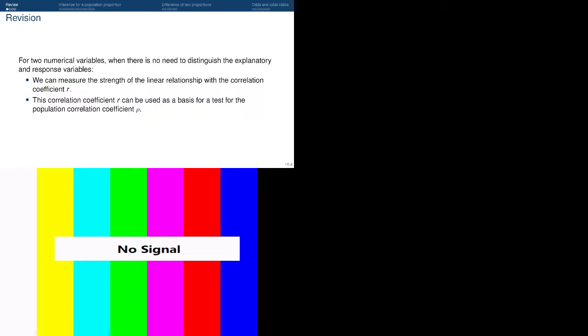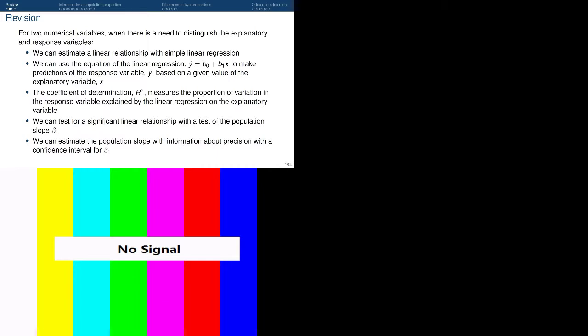And from a set of data we have, we can calculate our sample statistic, our sample correlation r, and we can use that sample correlation to perform a test to see whether the population correlation, rho, is significantly different from 0. And if it is significantly different from 0, then that implies that there is a linear relationship between the 2 variables.